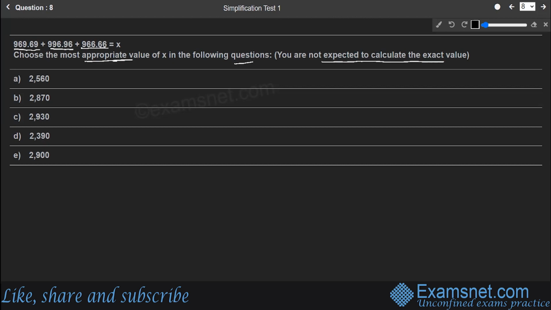For doing that, we can ignore the decimal part, because the options have a relatable difference between them. So if the decimals are ignored, then also we can get to the right answer. That is what he has asked, the approximate answer. So let us try to ignore the decimal and then try to solve this expression. So we are left with 969 plus 996 plus 966. We are just supposed to solve this expression ignoring the decimals.